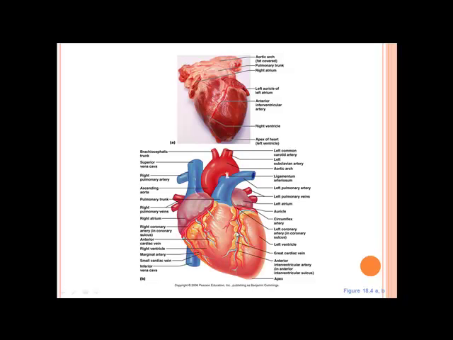Our systemic circuit will carry oxygenated blood from the heart to all the tissues in your body. Now it'll carry the deoxygenated blood from all the tissues in your body back to the heart, so it could go to the lungs for oxygen.